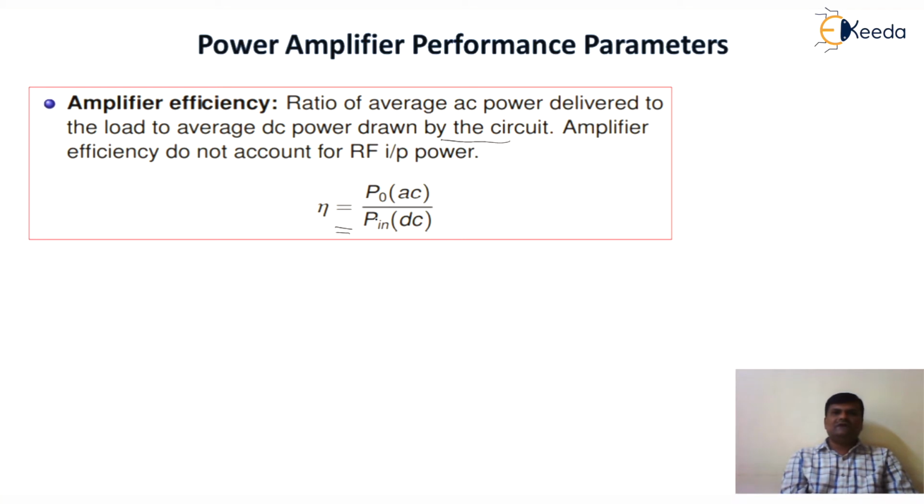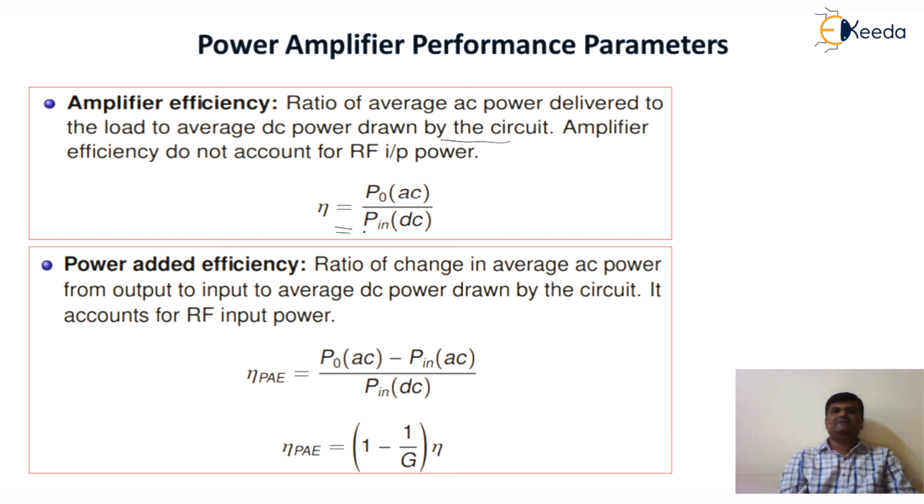The other efficiency used for a better measurement of amplifier efficiency is the power added efficiency. This efficiency accounts for the RF input power. Therefore, the efficiency of the amplifier is modified using the equation eta PAE equal to P0 AC minus P in AC, divided by P in DC.